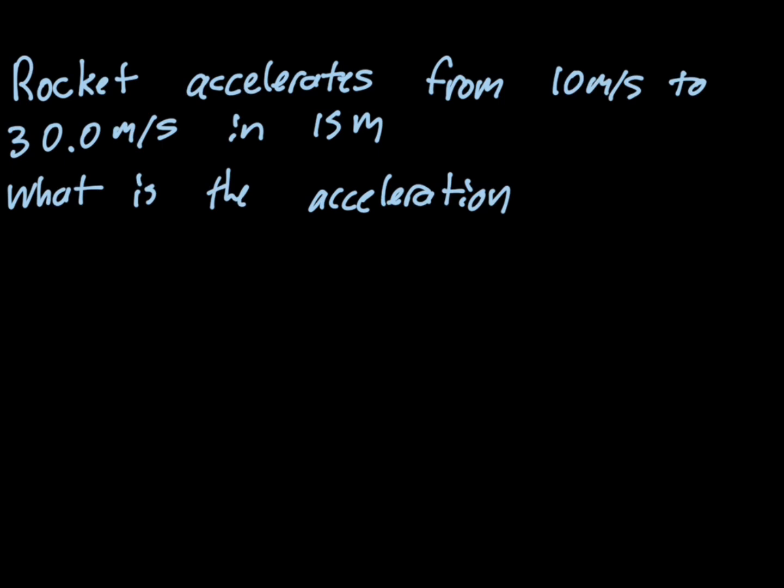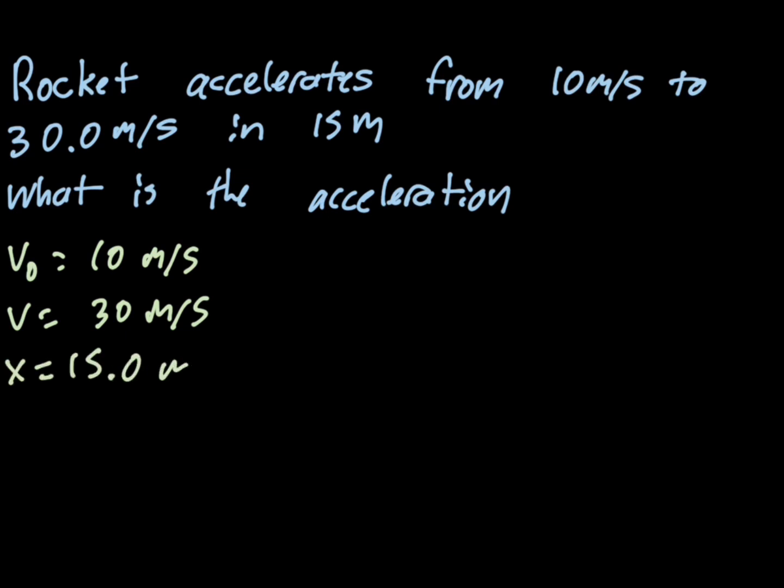So lastly, we're told that a rocket accelerates from 10 meters per second to 30 meters per second over a distance of 15 meters, and we're asked to find the acceleration. So despite the fact that that's a really slow rocket, let's write out what we know. We know that the starting velocity is 10 meters per second. We know that the final velocity is 30 meters per second, and we know that the displacement is 15 meters, all right? However, we do not know the acceleration.